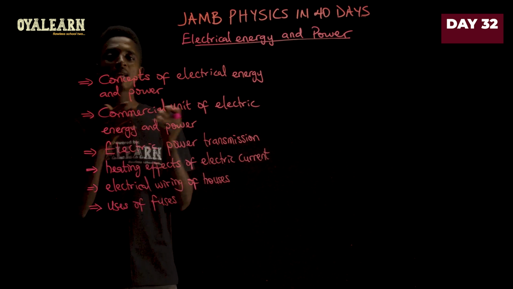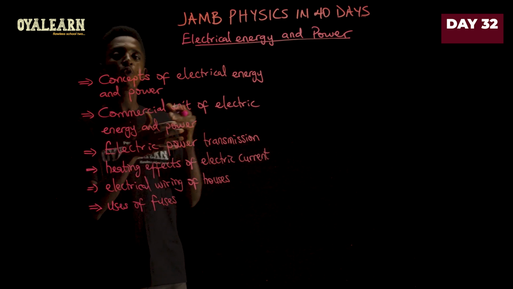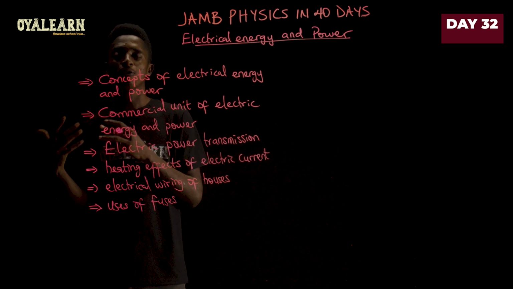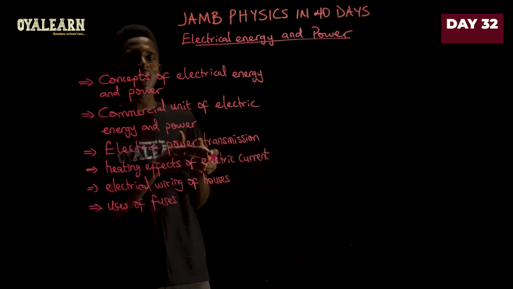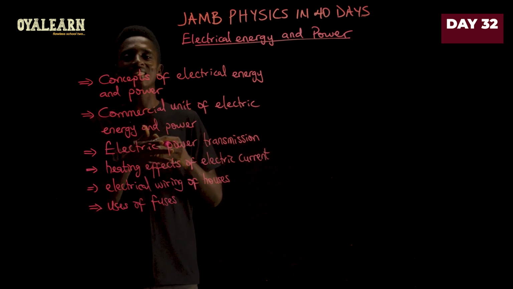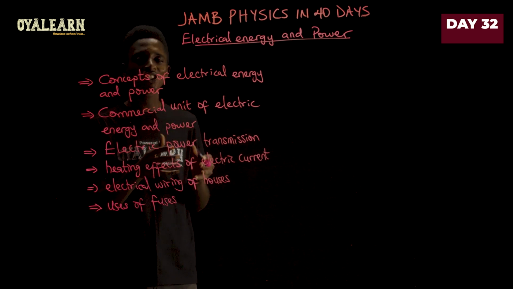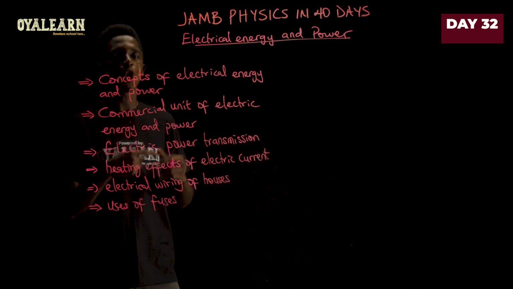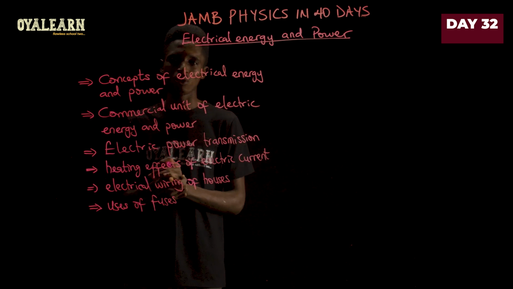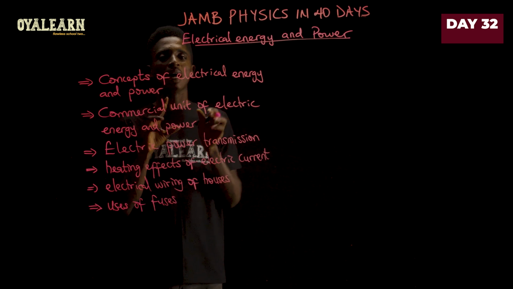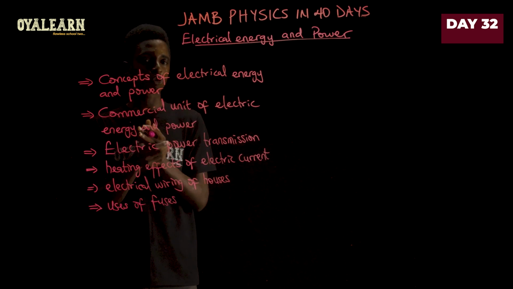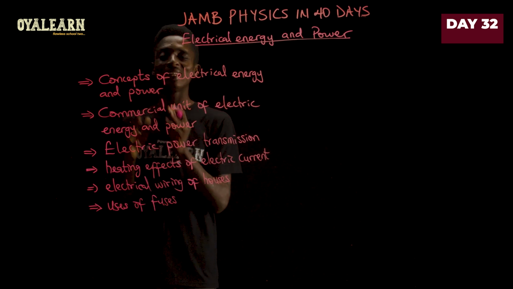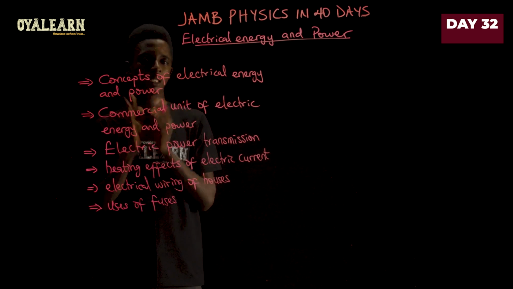Now, what electrical energy means is the amount of work done per time when a current flows through a circuit. While the electrical power is defined as the total amount of energy that is either consumed or produced in a circuit. So now the two of them are very different from each other. Electrical energy is measured in joules or kilowatt hour, while electrical power is measured in kilowatts.